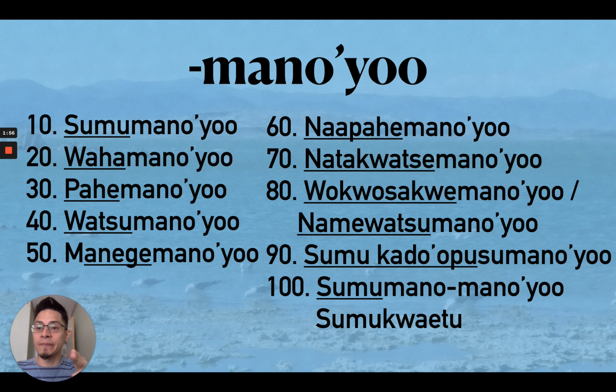10 is seme mano'yu. 20 is waha mano'yu. 30, pahi mano'yu. 40, watse mano'yu. 50 is manigi mano'yu. 60 is na pahi mano'yu. 70 is na takwatsi mano'yu. 80 is wokosukui mano'yu, or nami watse mano'yu. 90 is seme karup mano'yu. And 100, there's a couple of ways you can say it: seme mano mano'yu or seme kwete.